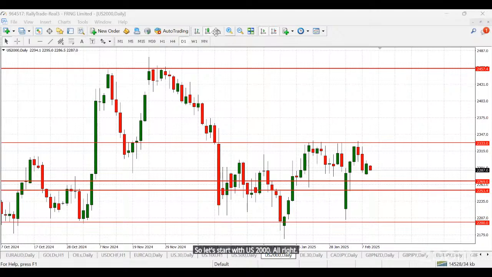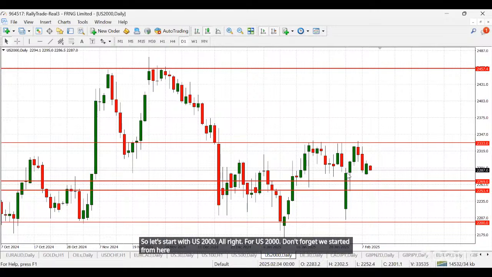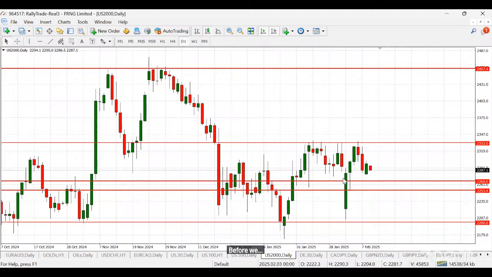For US 2000, don't forget, we started from here. At that time, we were looking at this gap created, and then we were waiting for the next candle to come and fill that before we get in for a buy. And that played out quite nicely. And then that gave rise to this bullish move back towards the 2333 level.